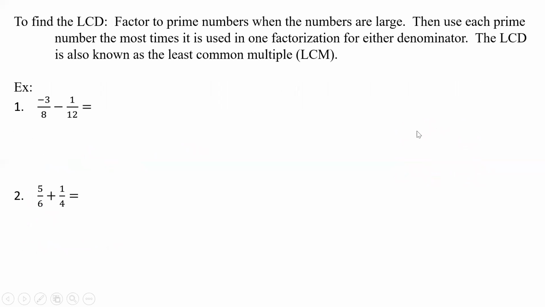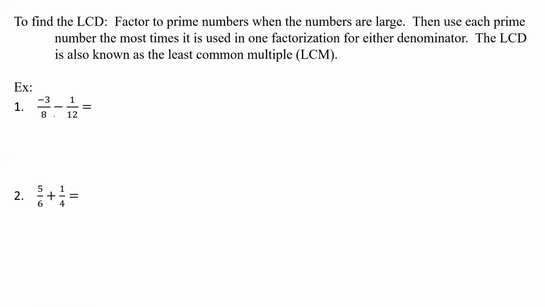All right, so to find the LCD, and this is what I kind of did on the last one, but this is more in words what we're doing. So we're going to factor to prime numbers when the numbers are large. Sometimes we're going to get big numbers in the denominator. So we're going to have to do prime factorization. So we're going to do our factoring tree. And then we're going to use each prime number the most times it is used in one factorization for either of the denominators. And then LCD is also called the least common multiple. So we've kind of seen that.